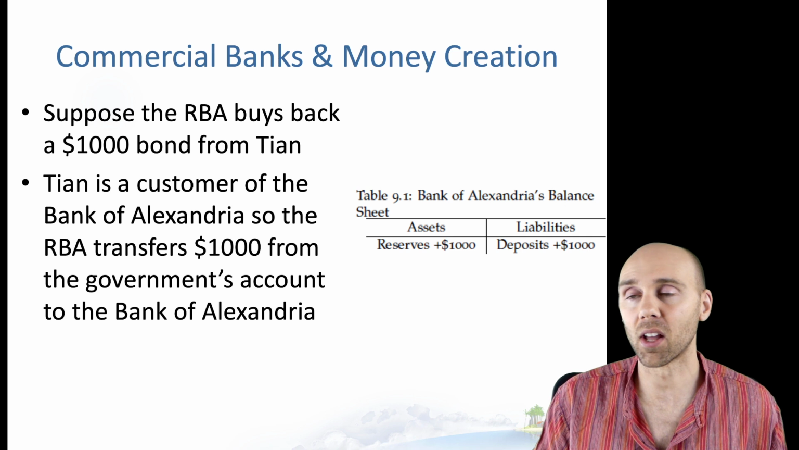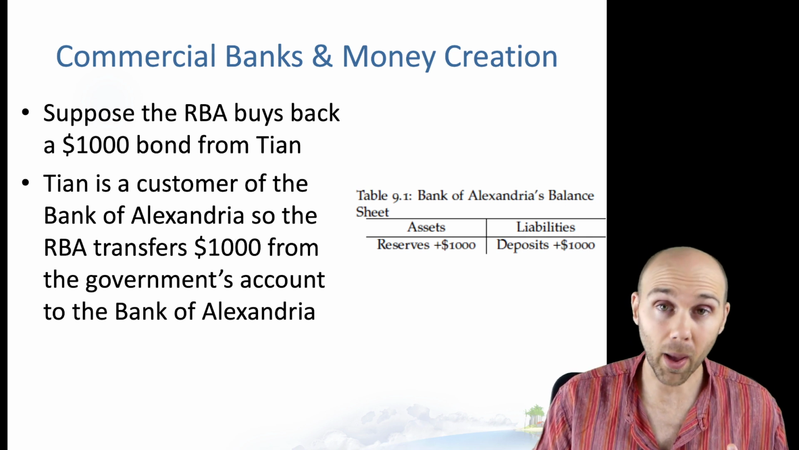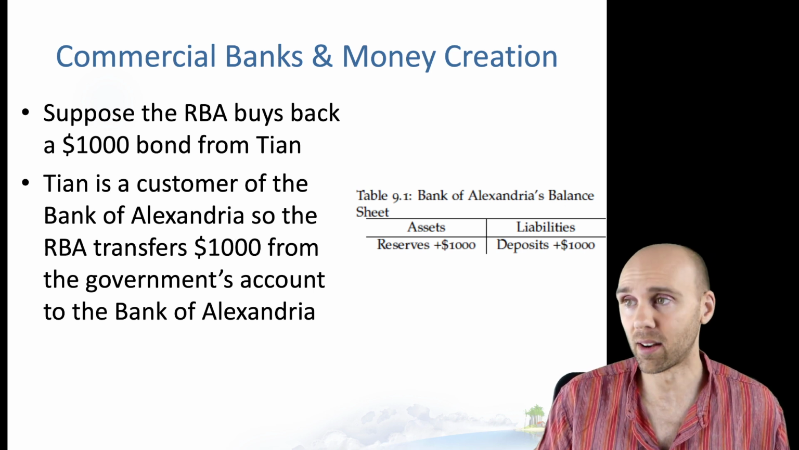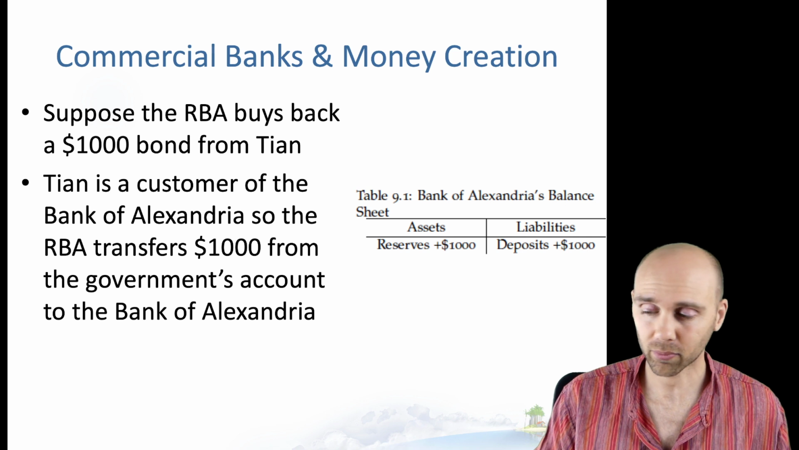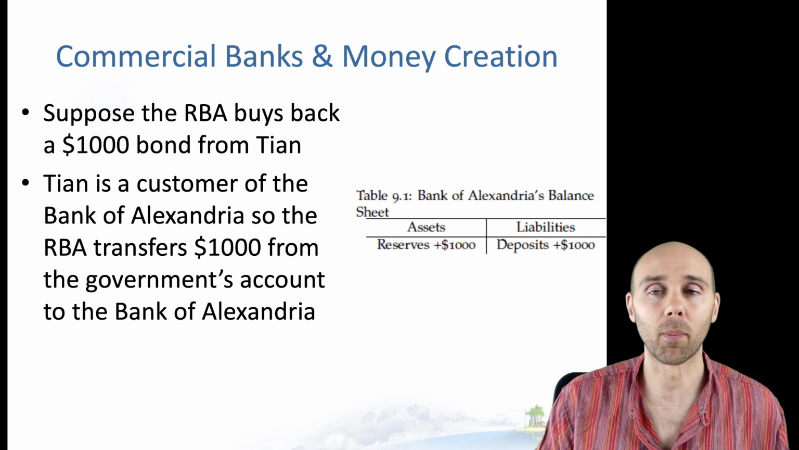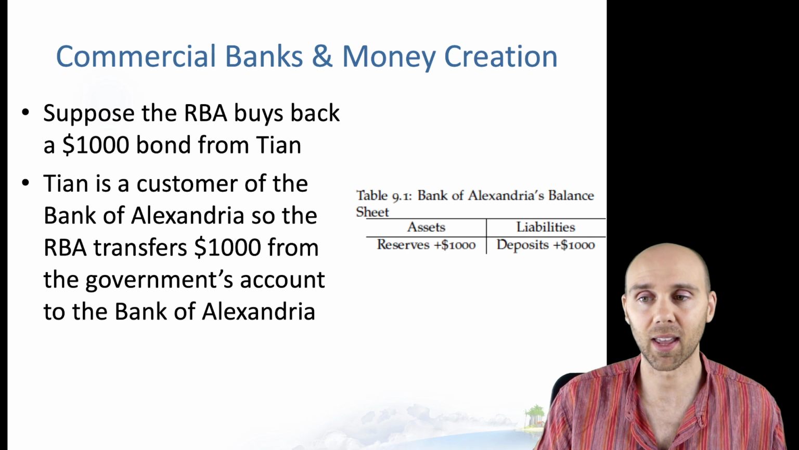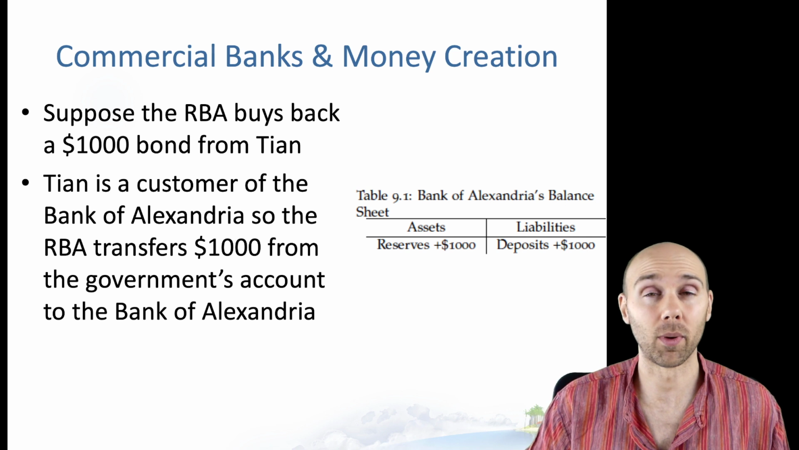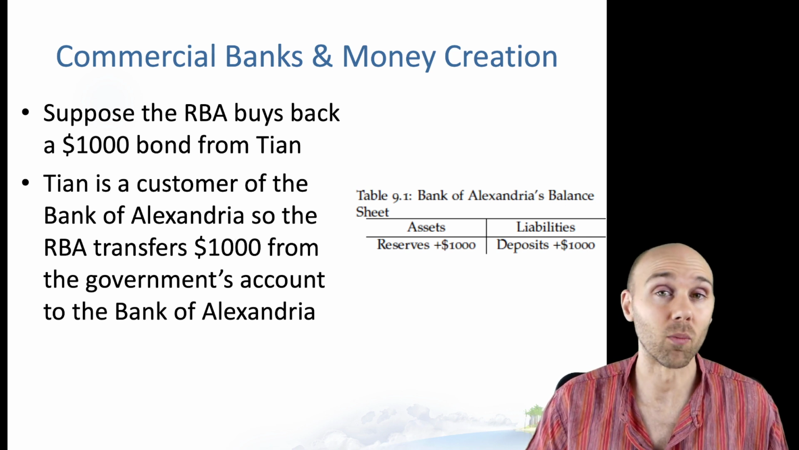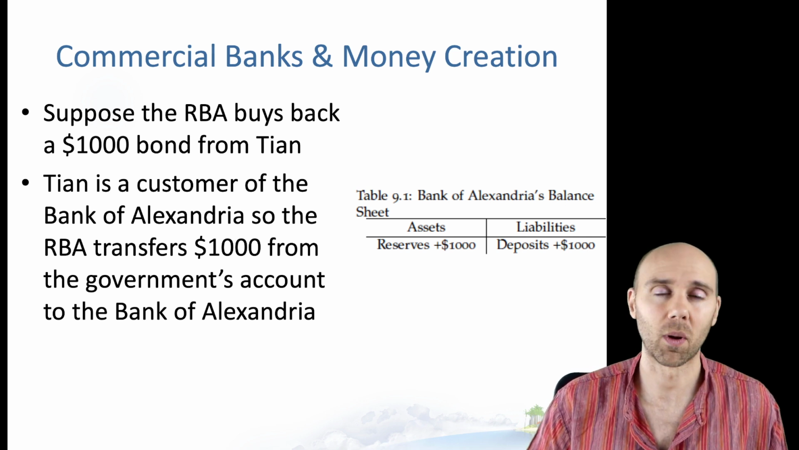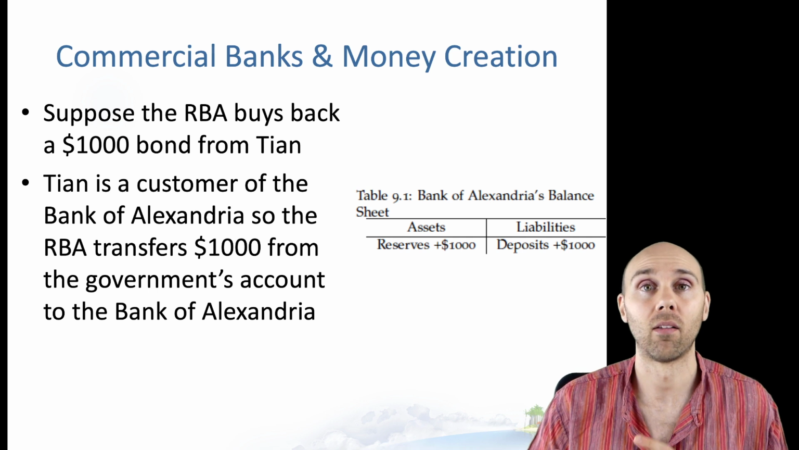Suppose the RBA decides that it wants to buy back government securities. So say it buys back a $1,000 bond that Tian has previously bought from the RBA. And let's say that Tian is a customer of the Bank of Alexandria. So then the RBA transfers $1,000 from the government's account to the Bank of Alexandria. So in effect, the monetary policy by the RBA is to buy back government securities. In this case, the injection from the RBA is $1,000. That's how much money the RBA has spent to increase the money supply.